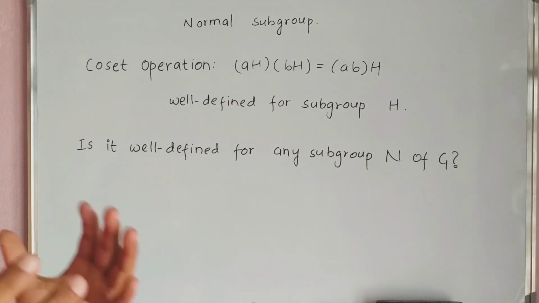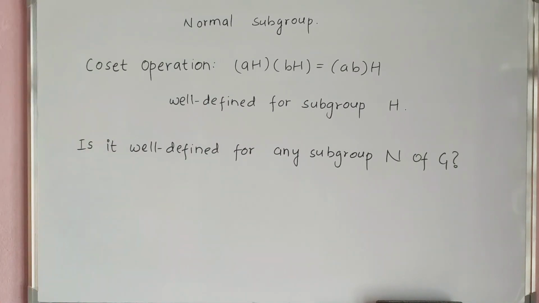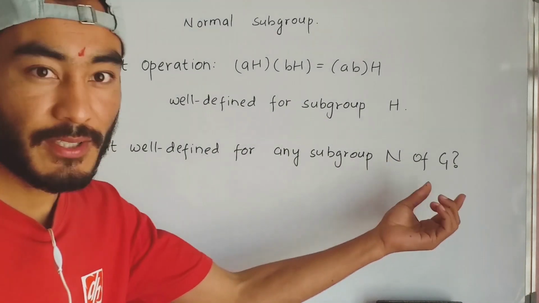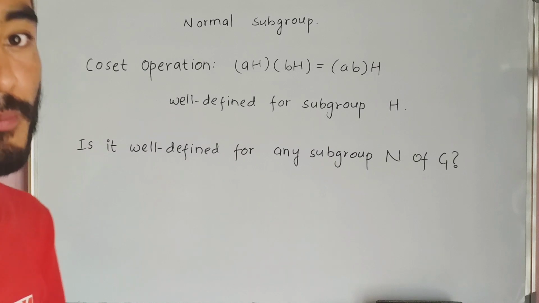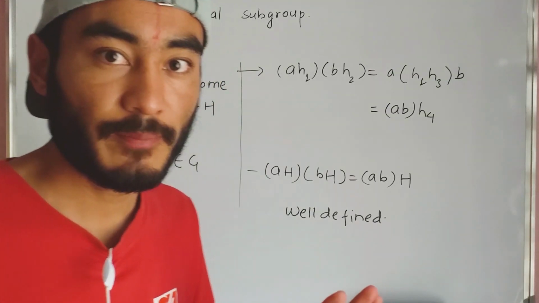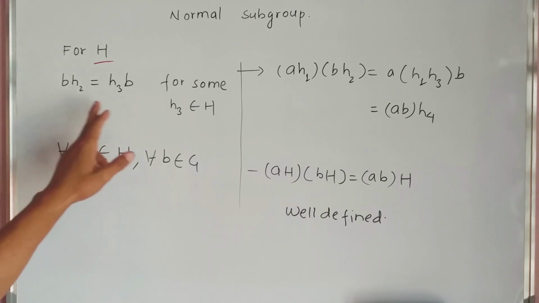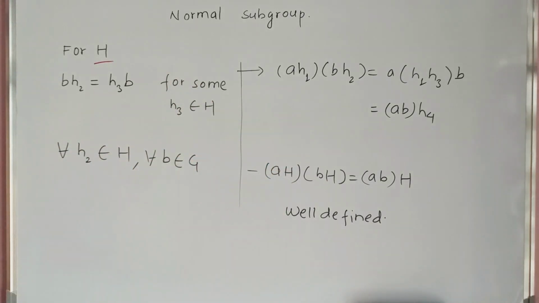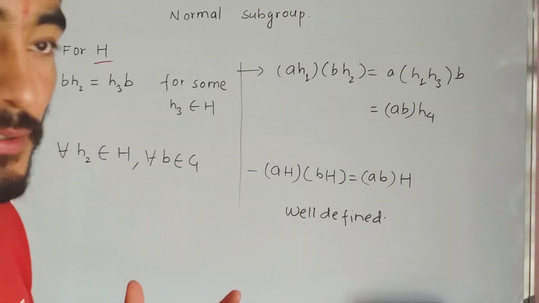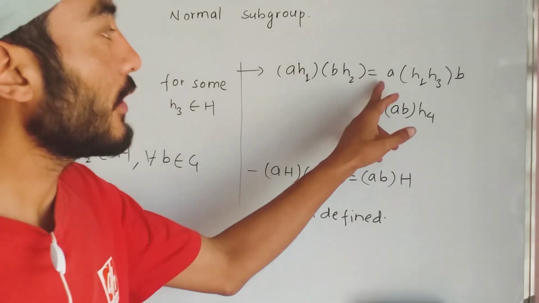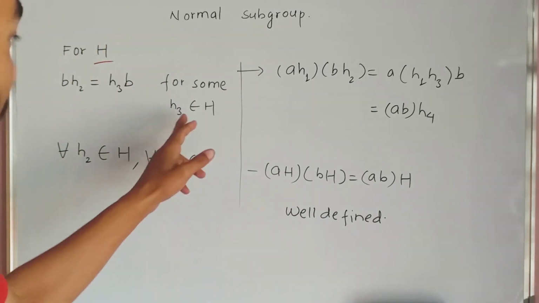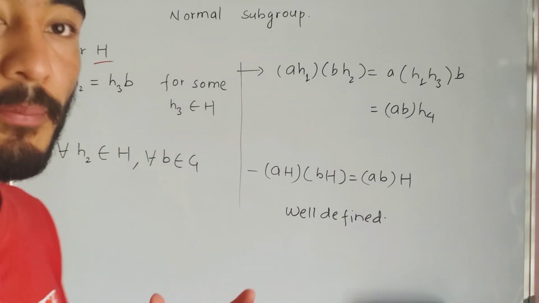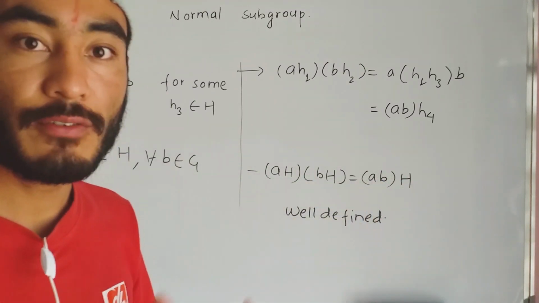H is the kernel of a homomorphism. Now the question is: is it well defined for any subgroup N of G? The answer to this question will lead us to the study of normal subgroups. Let us take a closer look at H. For H we have bh2 = s3b for some s3 in H. This is true for all h2 in H and for all b in G. Because of this, ah1·bh2 = ah1·s3b, which equals abs4 for some s4 in H. And because of this, the quotient operation aH·bH = abH was well defined.